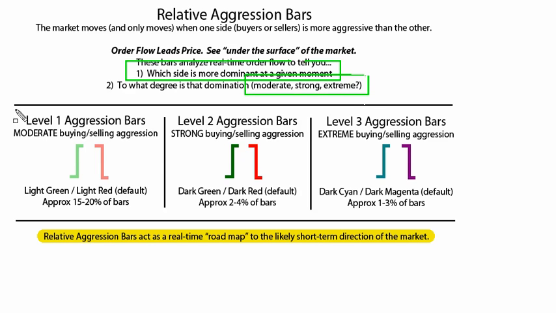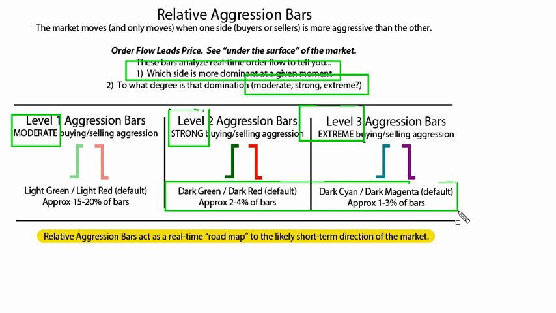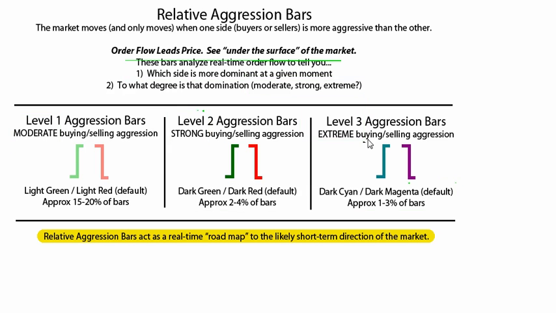Okay, so we have these level 1 bars. They're moderate buying and selling. Level 2, which are strong, and level 3, which are extreme. Now, level 2 and 3s don't happen all that often. It varies by market, but they don't happen all that often. So when they do, we really want to pay attention, especially to these level 3, or what we call extreme buying and selling aggression bars.